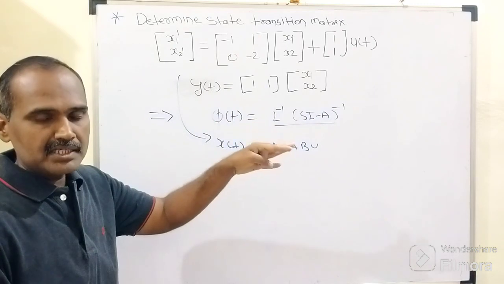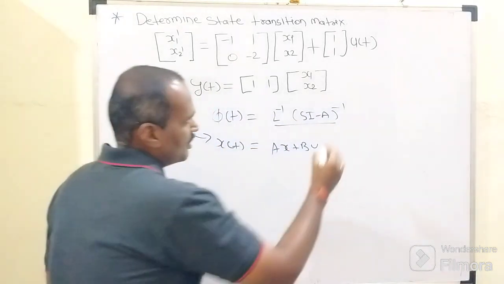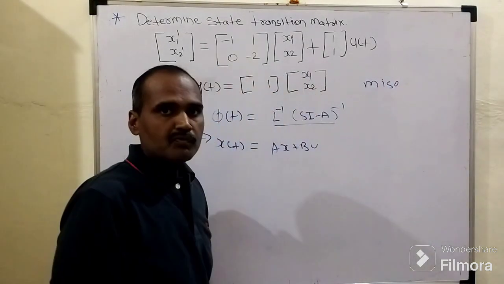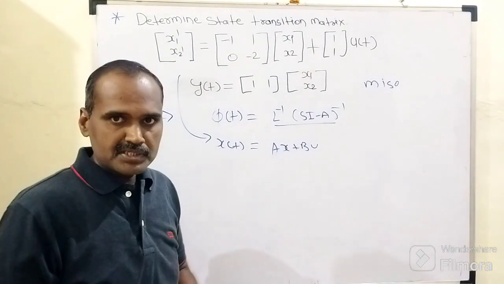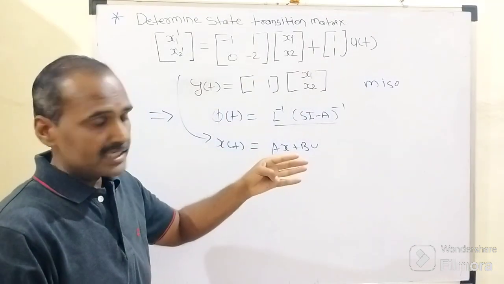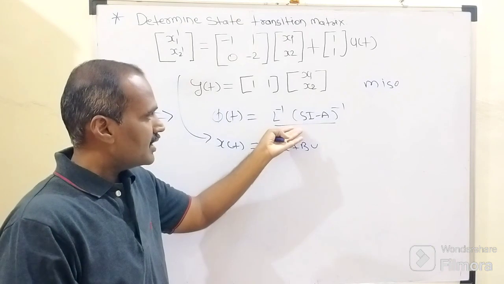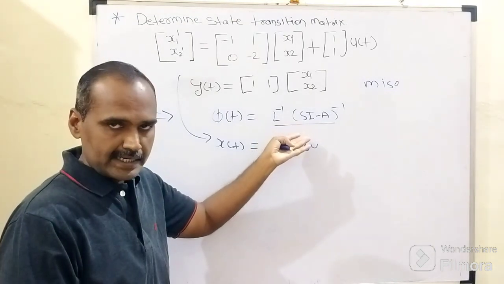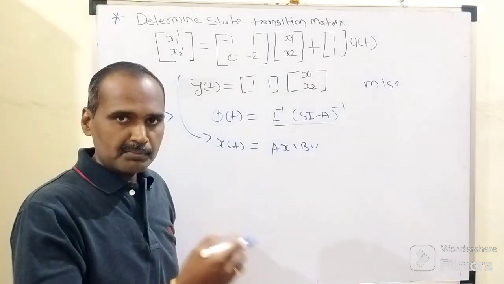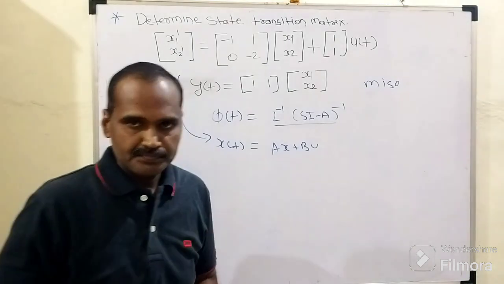So what kind of system is it? Basically it is a multi-input single output system, called MISO. For this multi-input single output system, we need to determine the coefficients of the state transition matrix, and the coefficients of this state transition matrix are to be determined with the help of the system equation, that is L inverse of (sI minus A) whole inverse. So one by one we need to determine each and every parameter here.